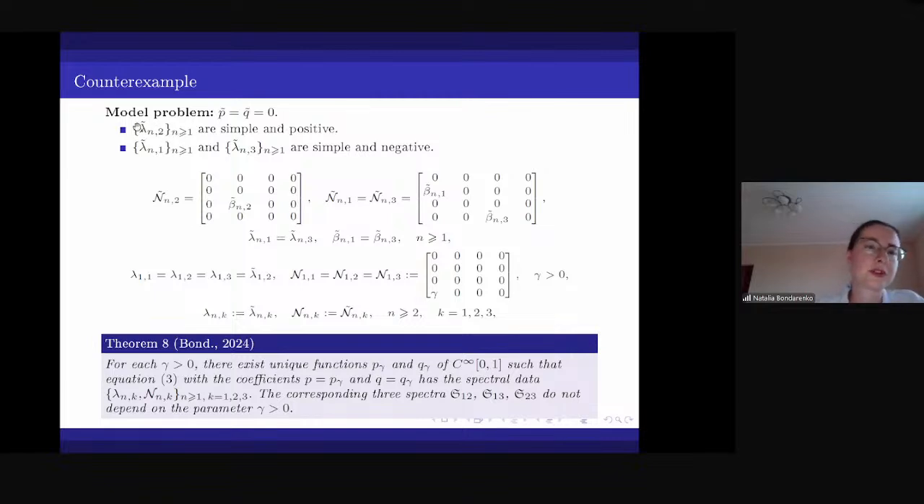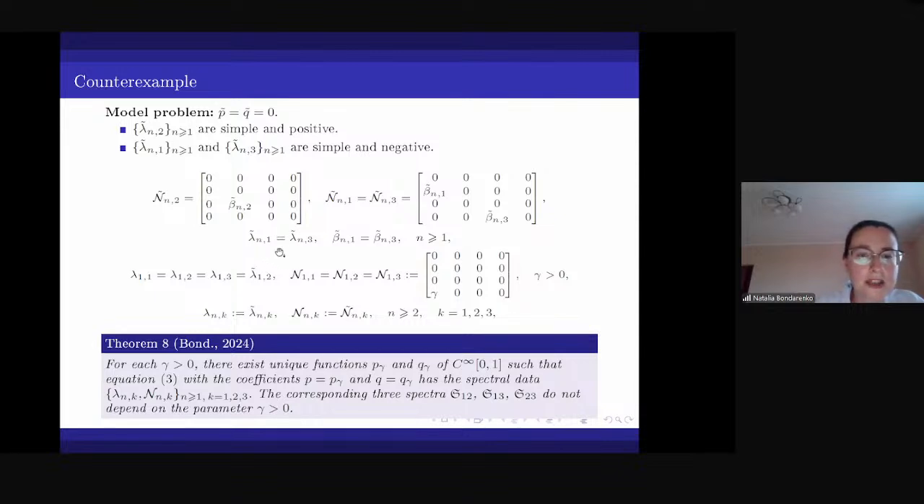Then it can be easily shown that the corresponding eigenvalues of the second problem are simple and positive, and the eigenvalues of the first and the third problem are simple and negative. So the separation condition holds for the model problem. The weight matrices will have this form. For k = 2, we have this form with only one non-zero element, and N1 and N3 are equal to each other, and they have this form with 2 non-zero elements.